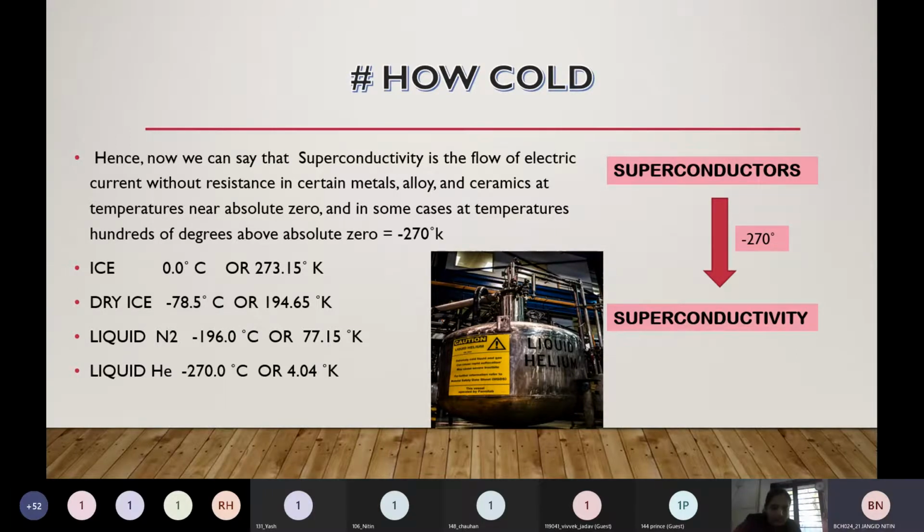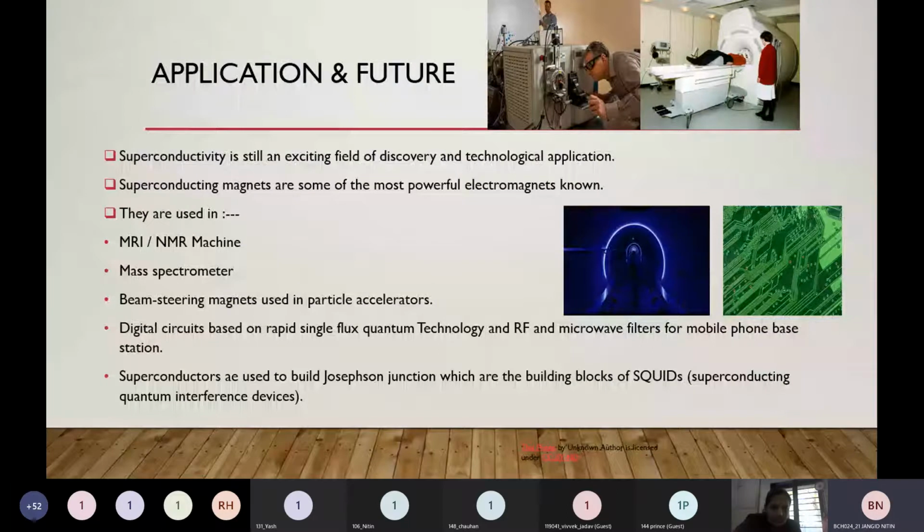So what are the applications and the future of superconductivity? Superconductivity is still an exciting field of discovery since it was founded in 1911, and it still has technological applications now and in the future. Superconducting magnets are some of the most powerful electromagnets known. They are used in MRI machines and NMR machines.